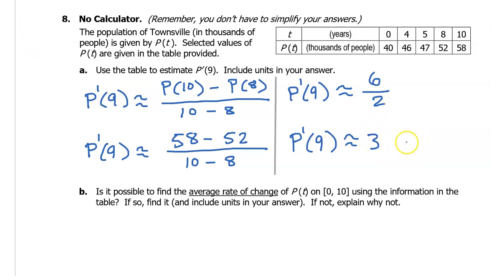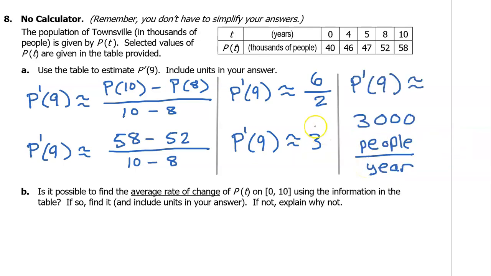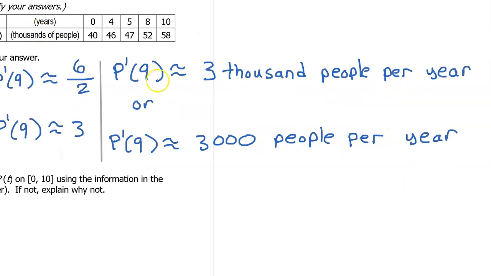But what about the units? Be careful here. Don't forget that the people on this chart are in thousands. So when we start talking about the rate of change of people, we are talking about thousands of people per year. So P prime at 9 is approximately 3 thousand people per year. Or it might be more natural to write 3,000 people per year. Either of these is acceptable.